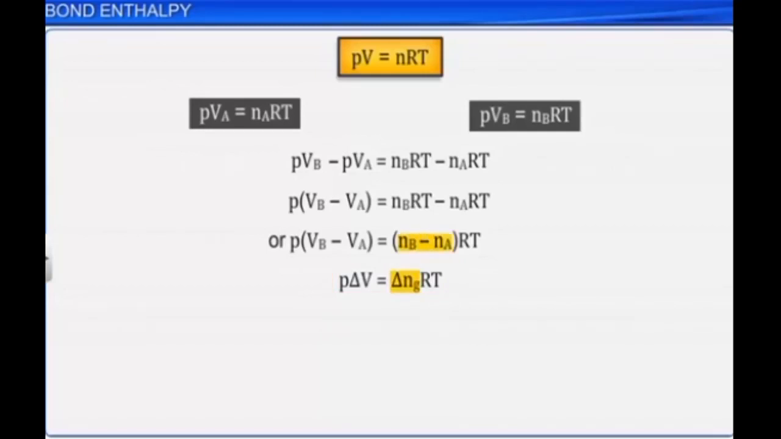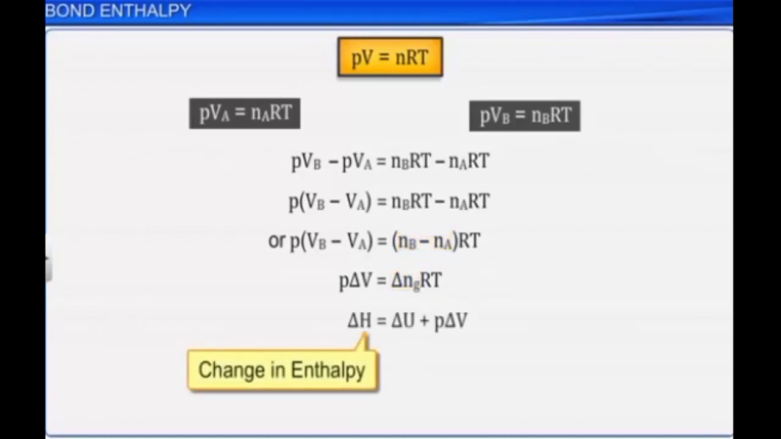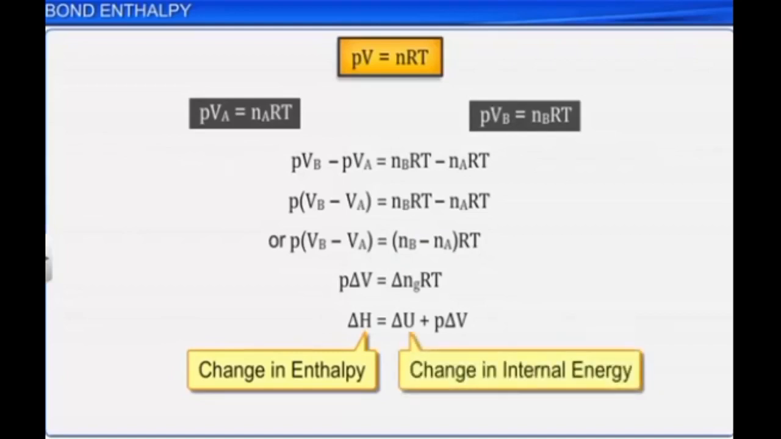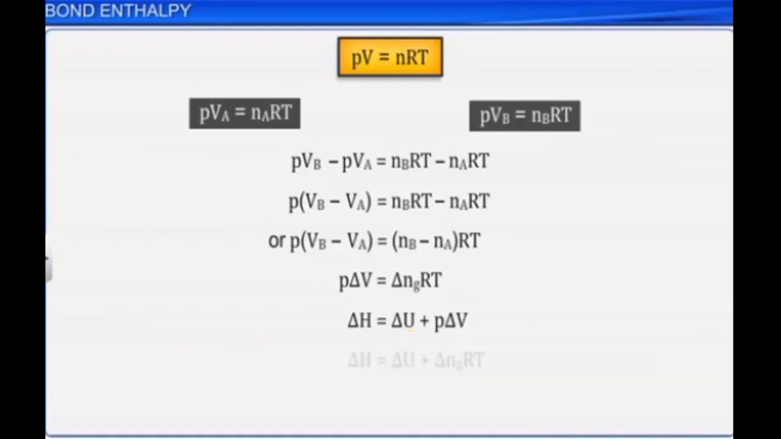We learned that change in enthalpy, delta H, equals change in internal energy, delta U, plus the product of pressure P and change in volume, delta V. On substituting the values, we get change in enthalpy, delta H, equals change in internal energy, delta U, plus change in number of moles of gas, delta n, times RT. This relation helps us in calculating the change in enthalpy from change in internal energy and vice versa.